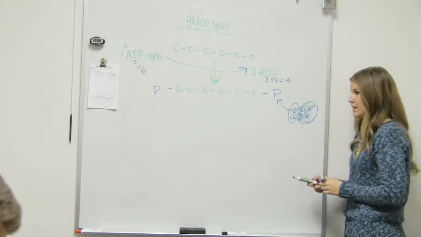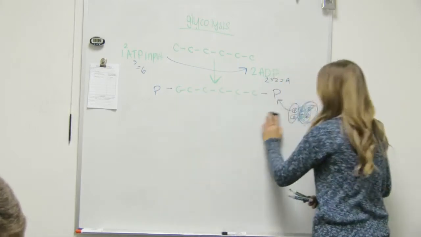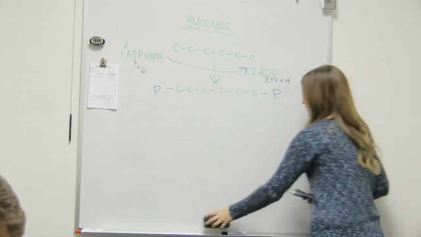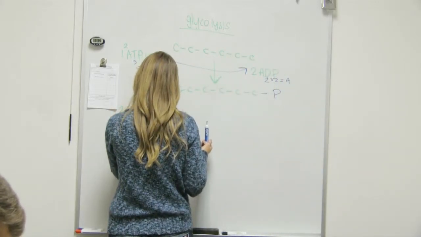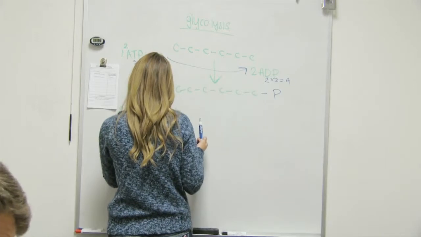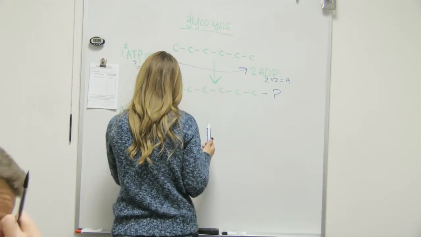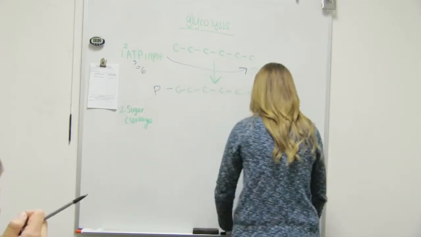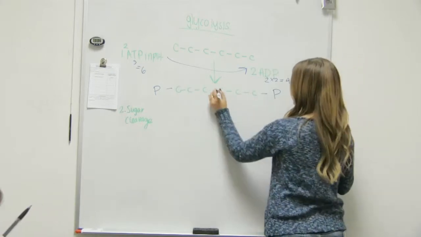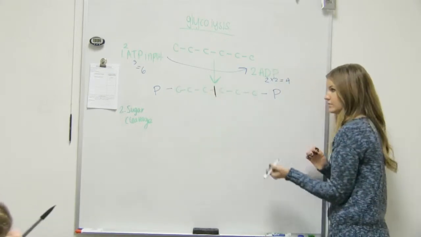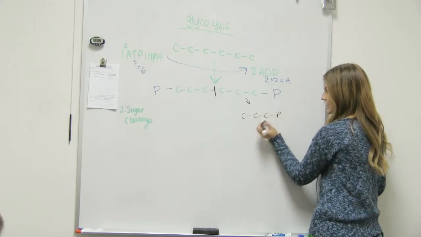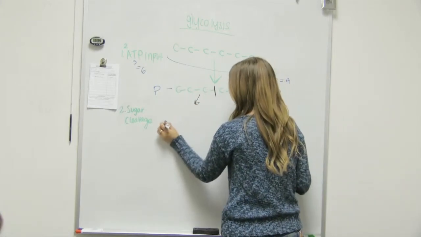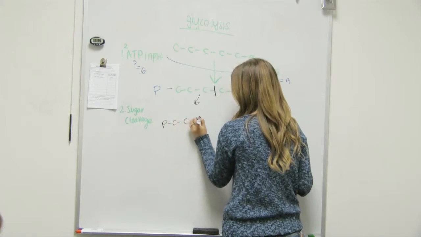Okay, and what's our step 2? Sugar cleavage. So what is that going to do? It's going to split up the carbons, so then you have 2 processes going. So we're just going to break this right in half. Now we have carbon, carbon, carbon, phosphate on this side, and on the other side the exact same thing.